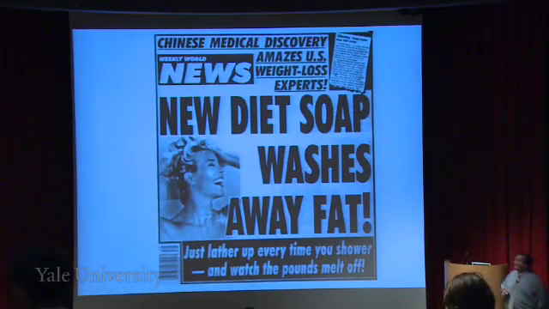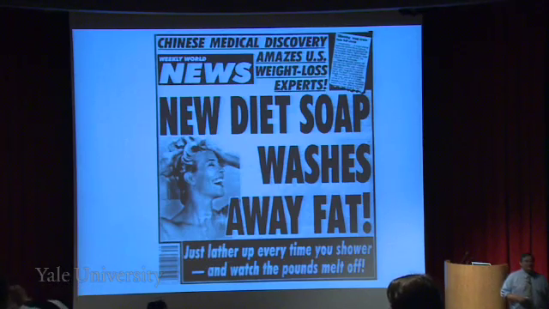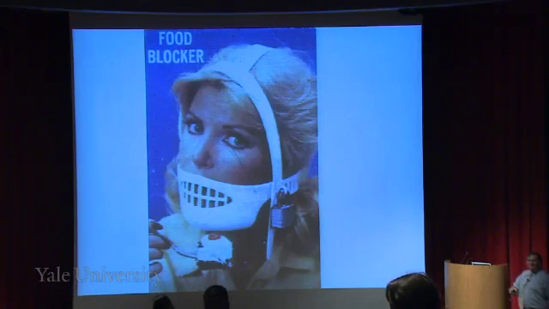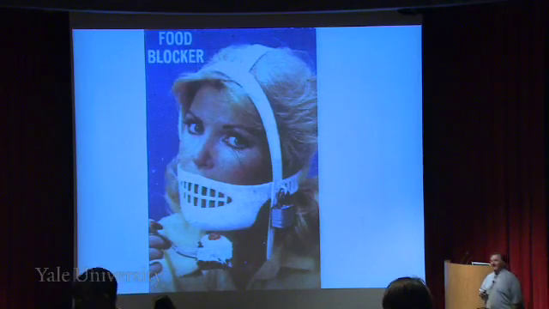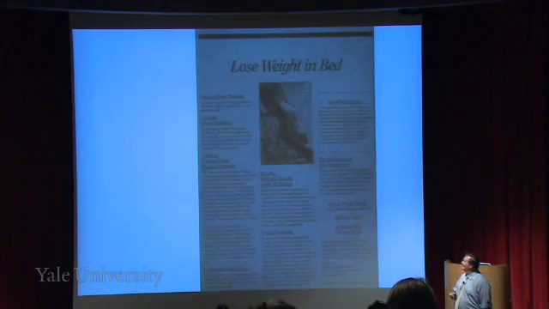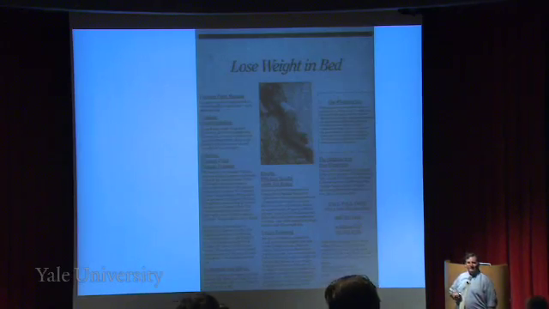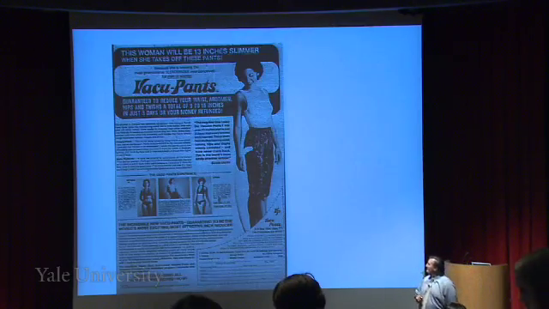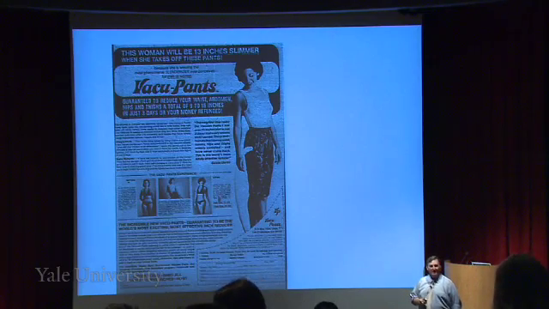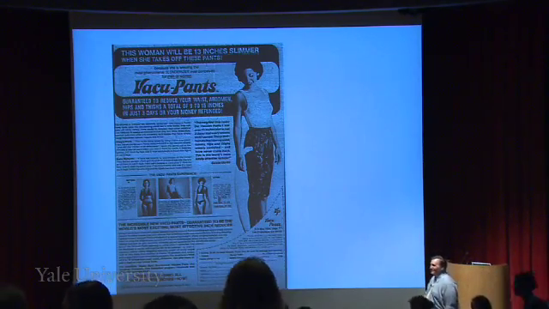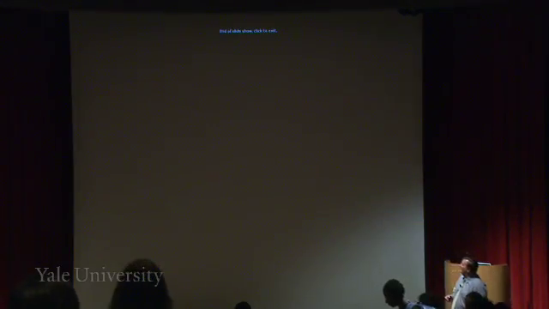Here's a nice little diet device. Here's a soap that washes the fat away. So you take a shower, you use this soap, the fat's all gone. Here's a nice device. Food blocker, if you need a little help. Here's another great one, lose weight in bed. So you need to lose weight, you can do it in bed. And then here's the favorite of all time, vacuum pants. Attach via the hose to your vacuum cleaner. So you want to lose weight, there are lots of possibilities.